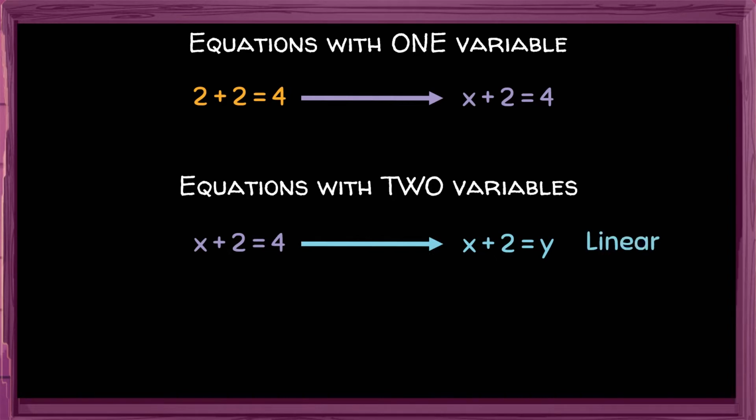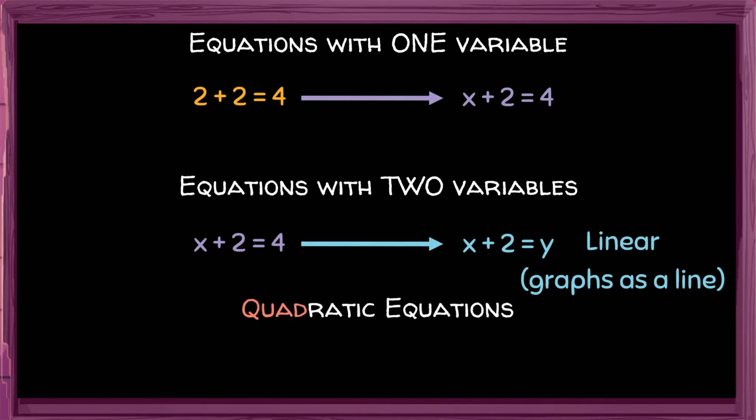We call them linear equations because when we graph them, they make a line. Now we're taking it to the next level by learning about quadratic equations. The quad part of the word quadratic means square, and that's what makes a quadratic equation different from the equations we just saw. It adds an x squared. If we add an x squared to the equation we already have on the board and make it x squared plus x plus 2 equals y, then we just turned a linear equation into a quadratic equation. It's that simple. Quadratic equations are just equations where the variable is squared.